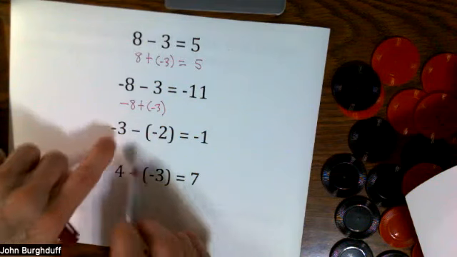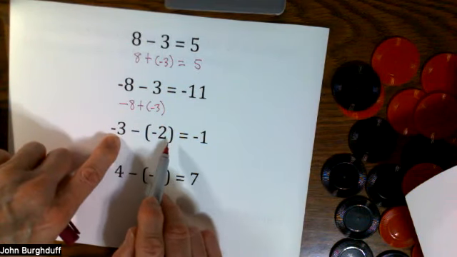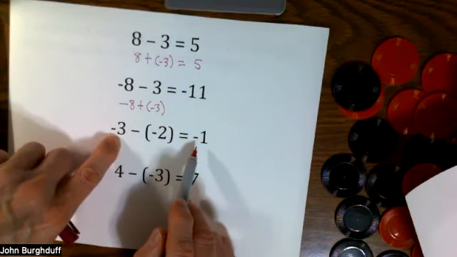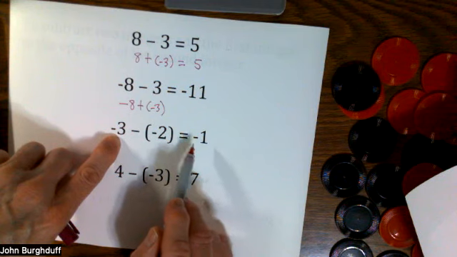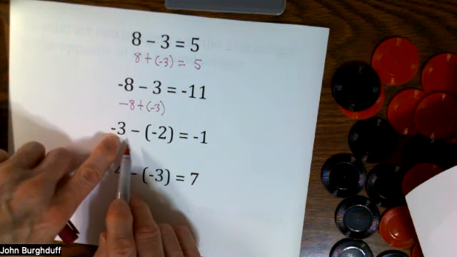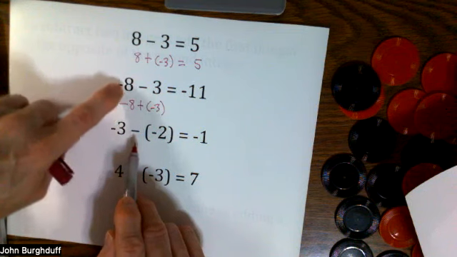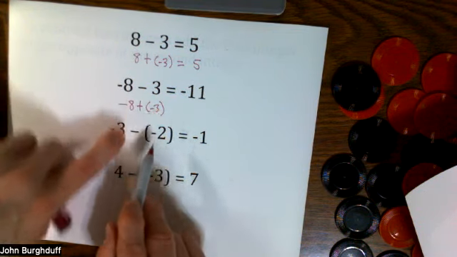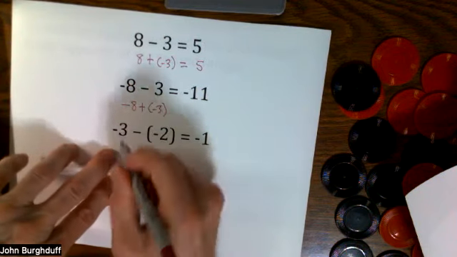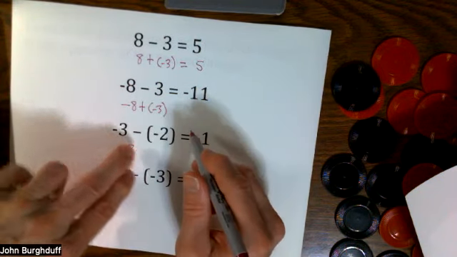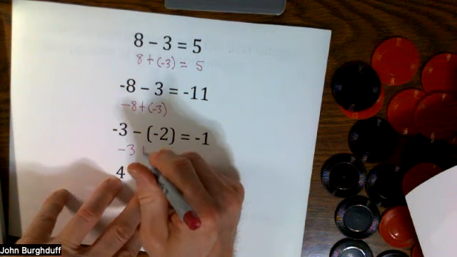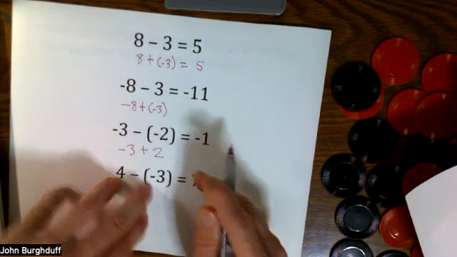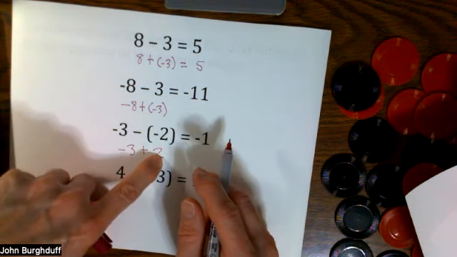Let's keep going. -3 minus -2 is -1. We saw that with the chips. But can this relate back to addition as well? Subtracting 3 was the same as adding -3, the opposite. What if I thought of subtracting -2 as adding +2, adding the opposite?